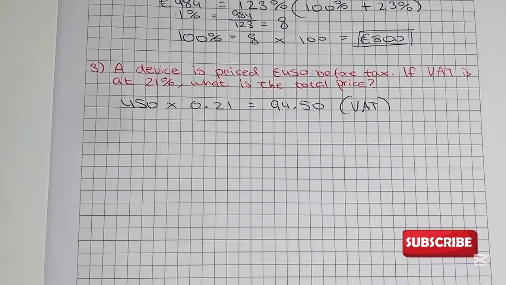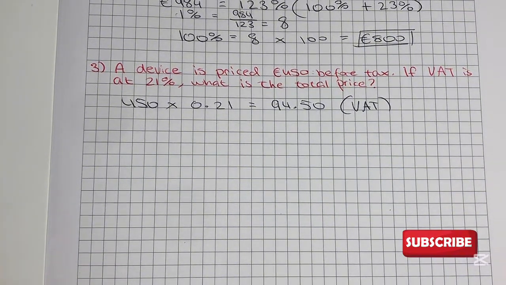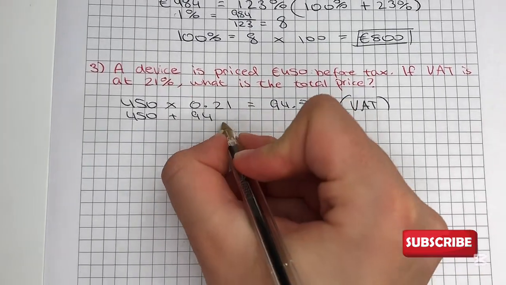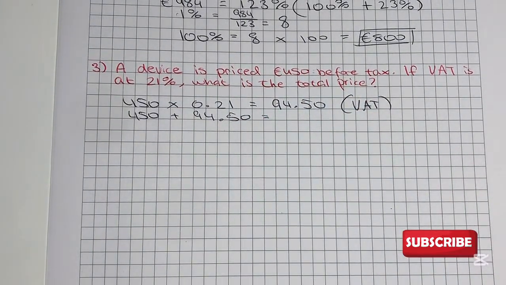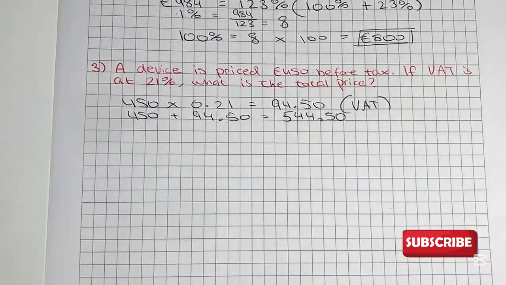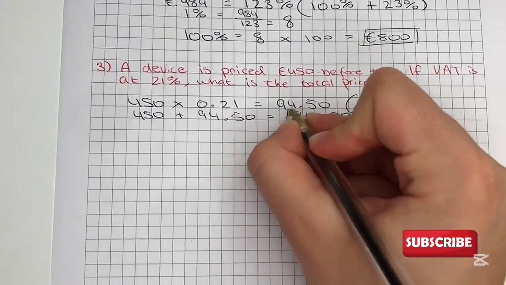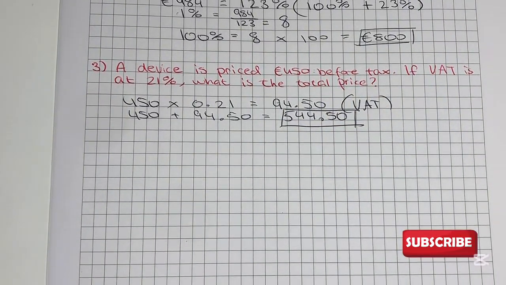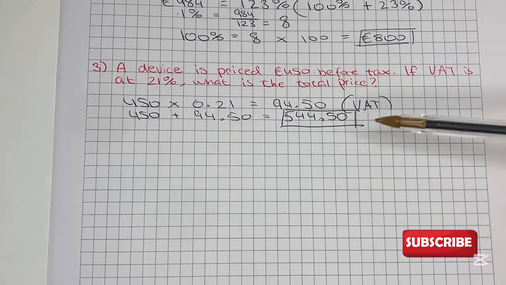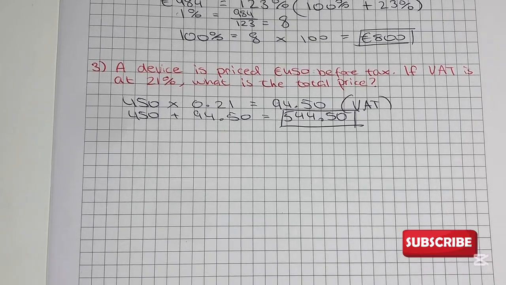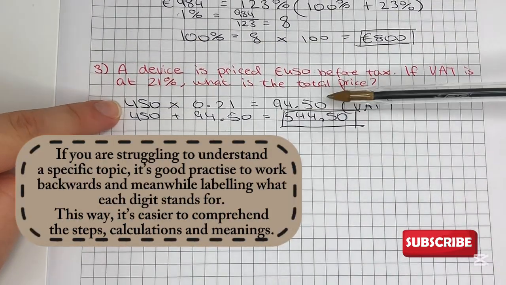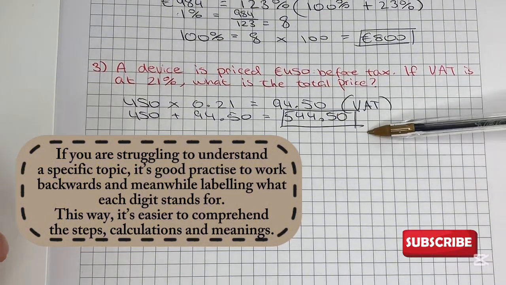Now, we have to find out how much it is in total. So, we add on 450 to €94.50, which gives us €544.50. As simple as. And this is your answer. Now, to understand that this is the total after tax is simple, right? But let's just reverse this, okay? This is the original price. This is the tax. This is the total price.